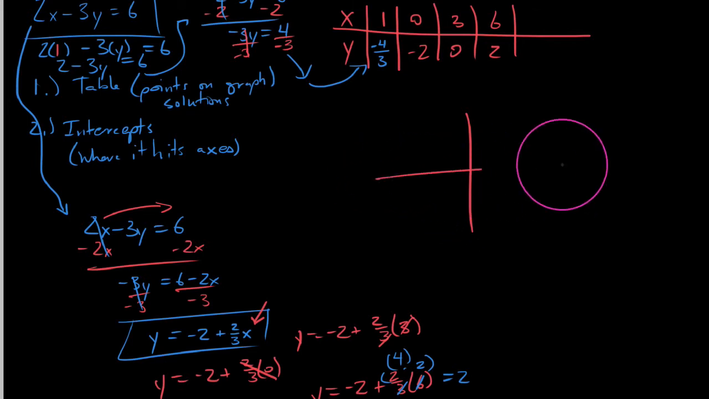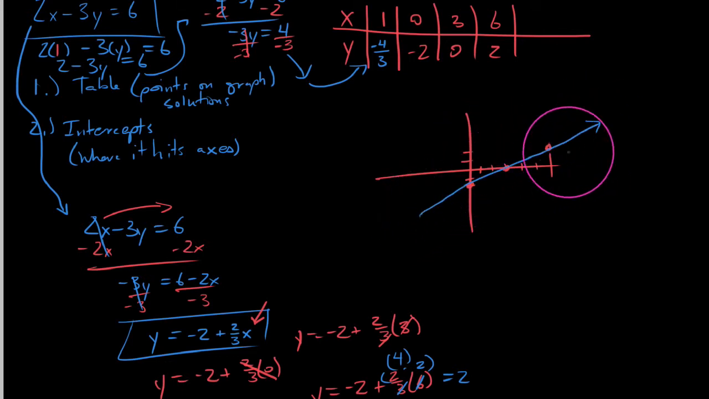And so our graph, let's talk about this. We could say we graph the points 0, negative 2. We have 3, 0. And 6, 2. And this would be a sketch of our graph right here.